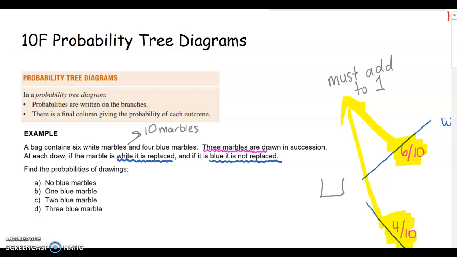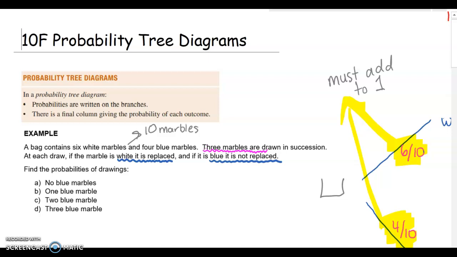In a probability tree diagram, we looked at this in around about exercise 10C, so this will relate back to that as well. The difference with our tree diagrams in 10F is that our probabilities are written on the branches. We can write a final column at the end that shows our outcomes or sample space if we like as well.